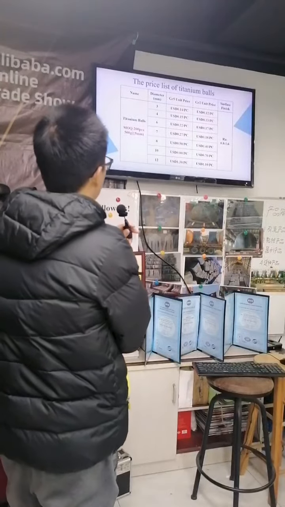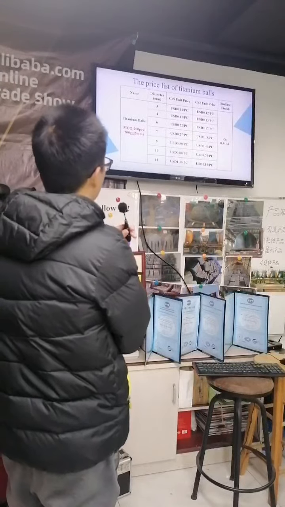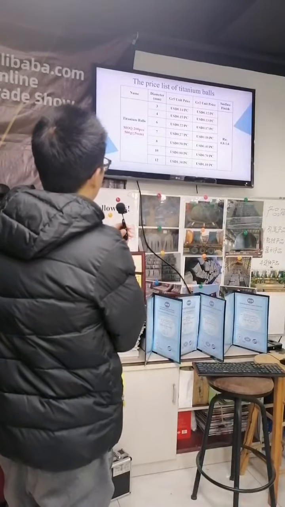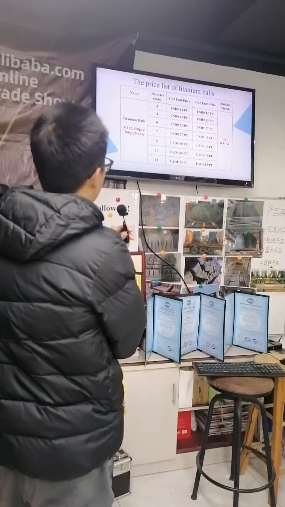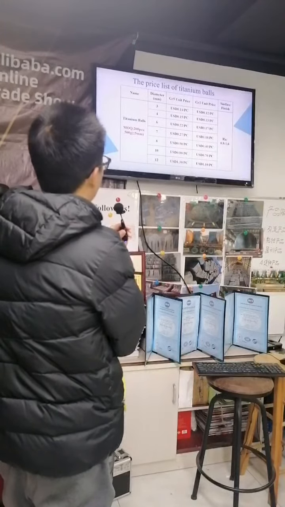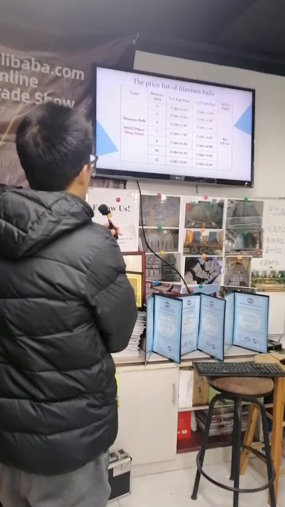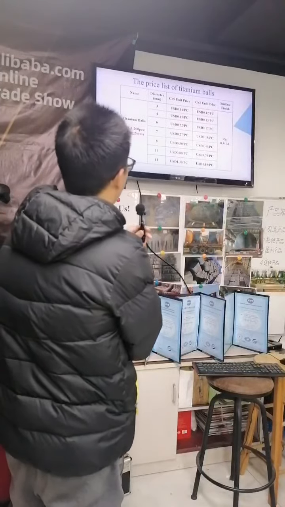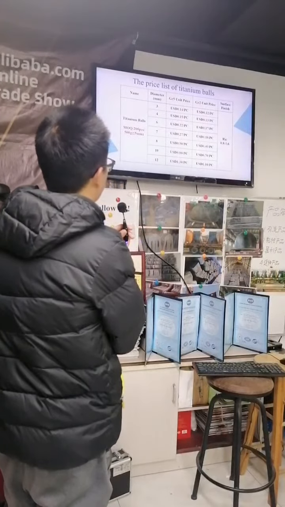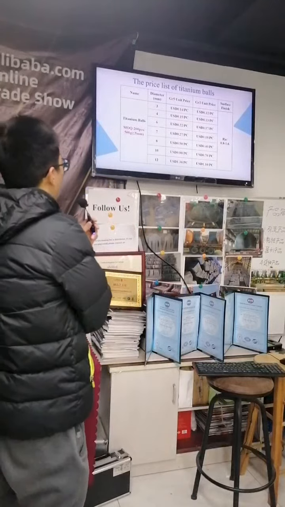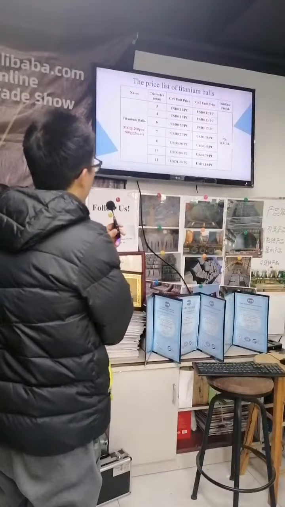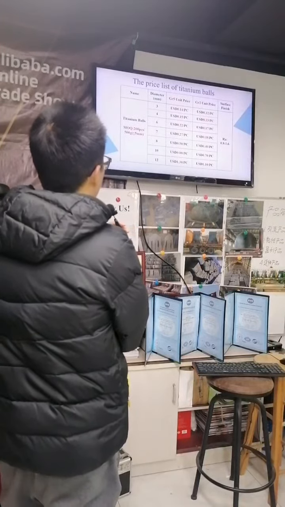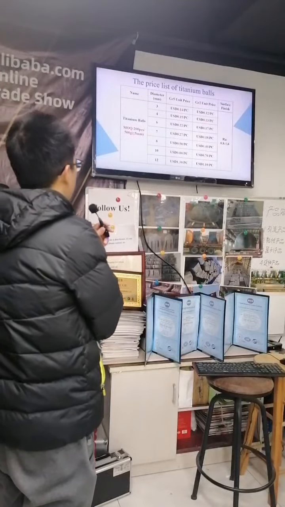And from the chart, you can clearly conclude that the GR5 is more expensive than GR2. About GR2, the cheapest price is 0.12 US dollars per piece.